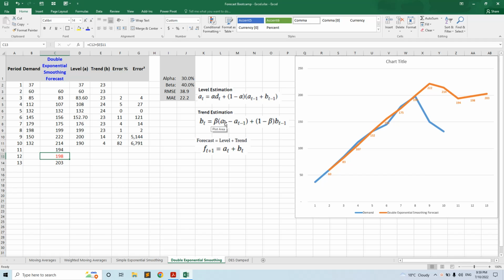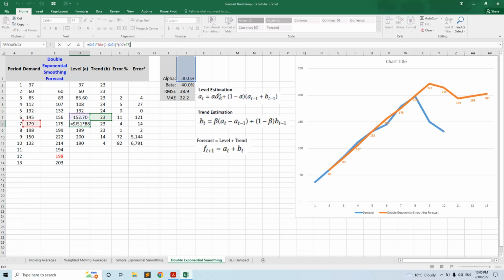If the simple exponential smoothing was taking into account only the level, which means the average value of the demand, now the double exponential smoothing is taking into account also the trend. The trend is the difference between the demand and the previous demand. So the formula is like this. The forecast is the sum of the previous level and trend, while the formula for the level is like this.